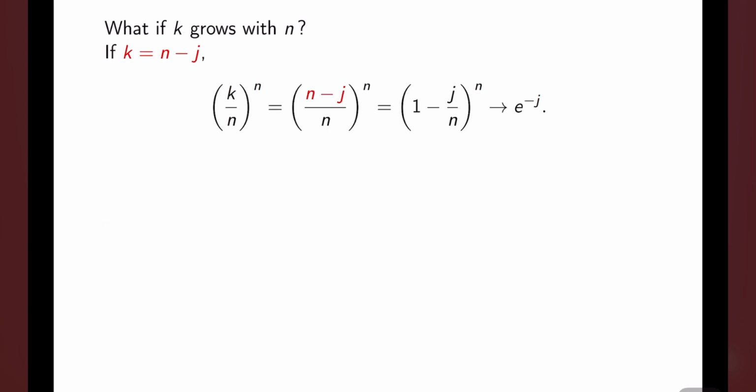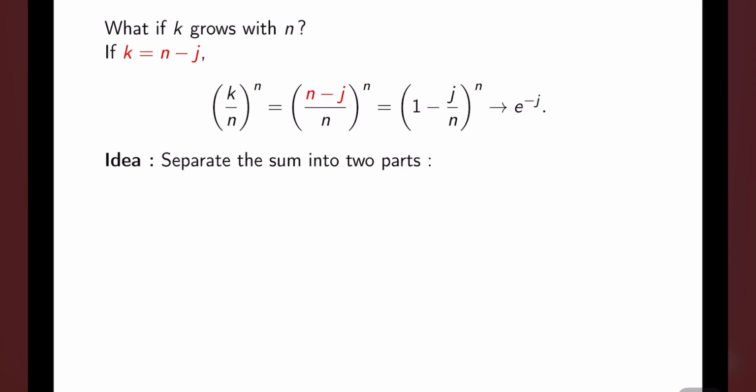Second possibility, what if k grows with n? It means, what if k is never too far from n? For instance, if k is equal to n minus j, for j whatever integer. Well, in that case, (k divided by n) to the power n is ((n minus j) divided by n) to the power n, and we get (1 minus j over n) to the power n. And we know that this converges to exponential of minus j.